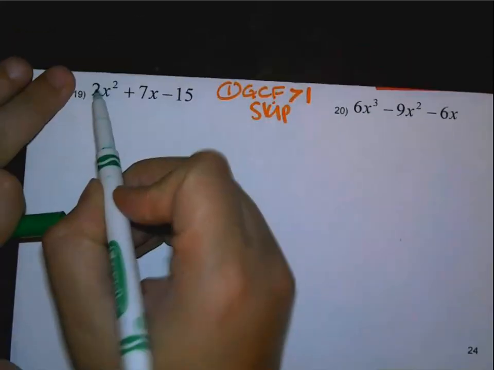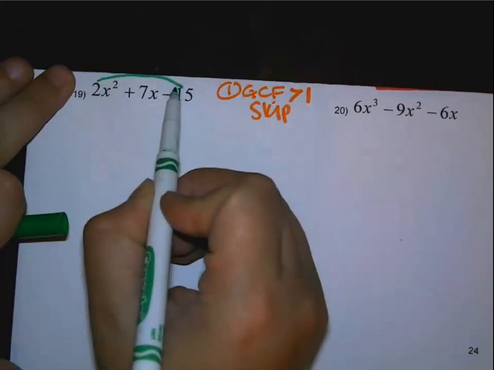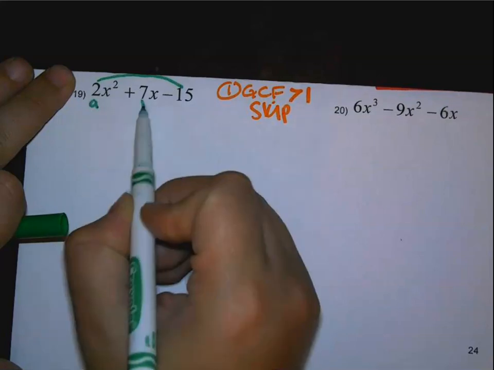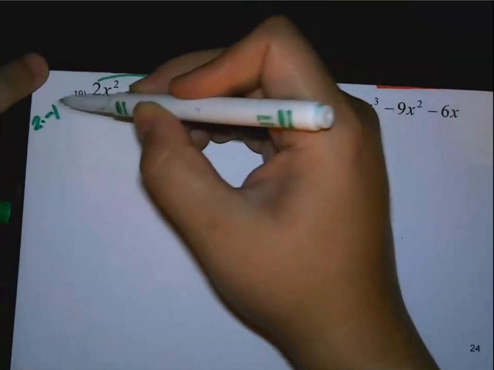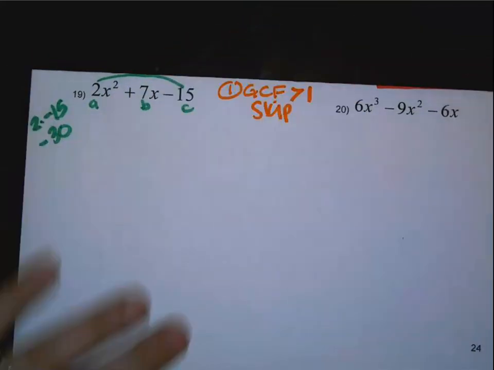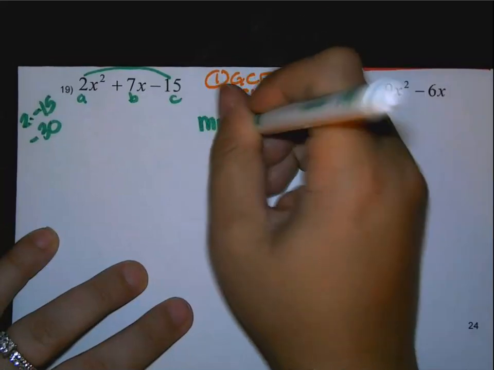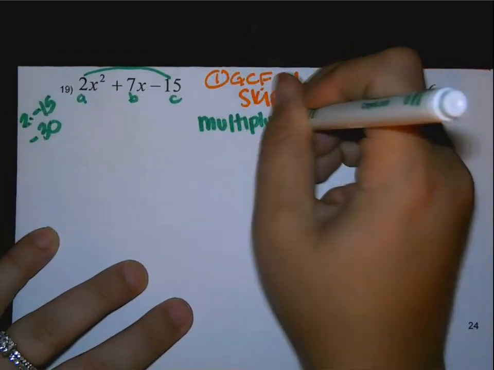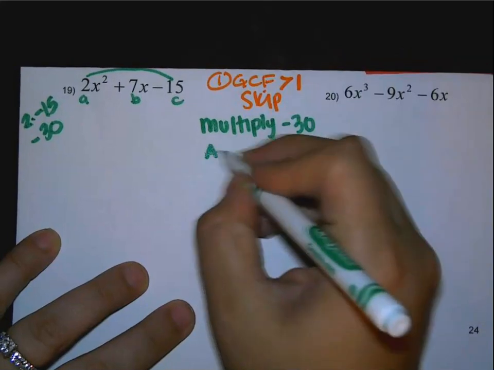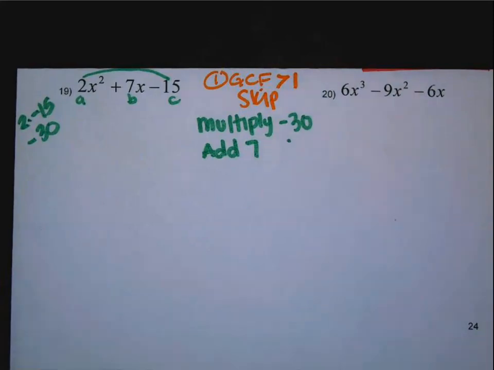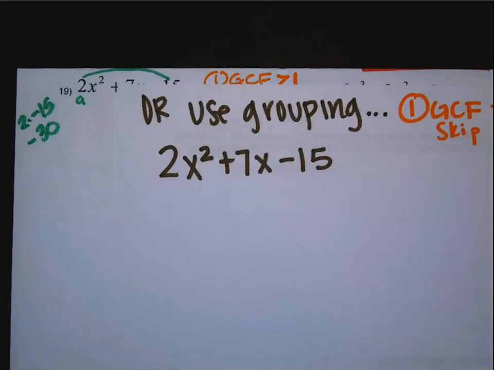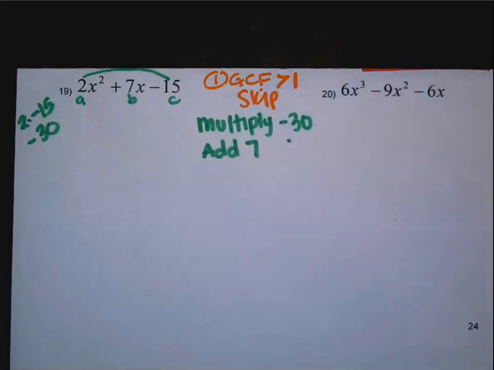Okay. Then the second step is also the same. You're going to take this number here, and you're going to take the last number here. This is called A, this is called B, and this is called C. You're going to multiply 2 times negative 15, and you get negative 30. So you have to find what multiplies to negative 30, and it has to add to 7. So again, this is the same step that you would be using if you want to do it by grouping. So I would recommend you pausing the video and finding those two numbers so that I don't go too fast for you.